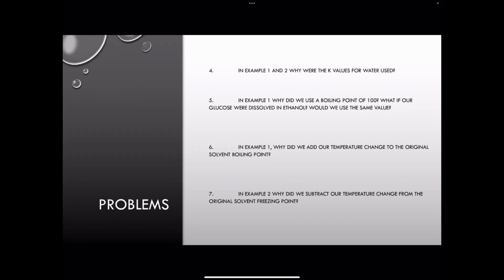So we've just looked at 2 examples. We looked at calculating a new freezing point and a new boiling point. In both of those examples, we used the K value for water, but we had a glucose solution. So we're being asked here in problem 4, why did we use the K values for water? And that is because K depends on the solvent only. Now in example 1, we used a boiling point of 100 degrees Celsius. That is because that is the boiling point of my solvent, my water.